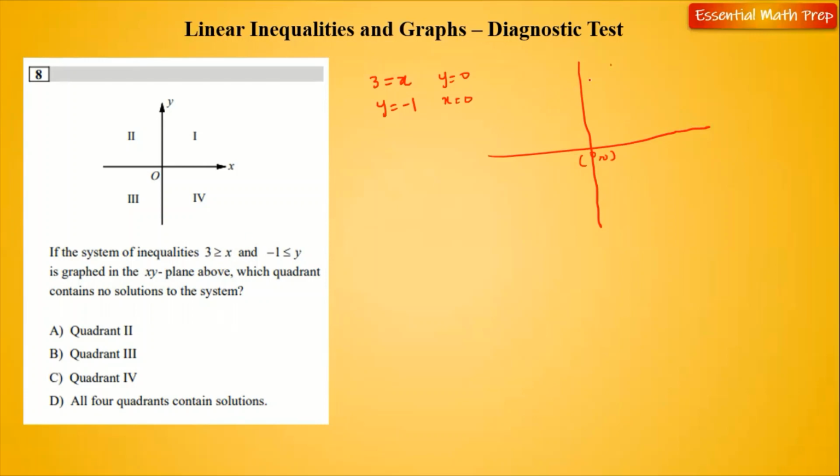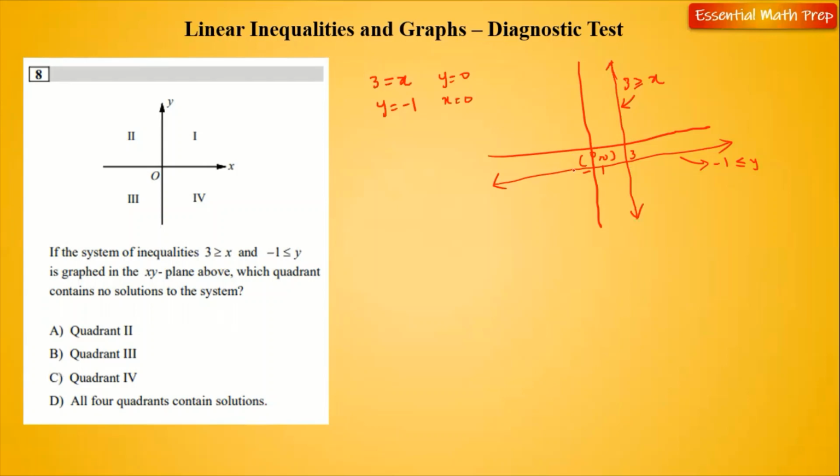Again, it's a greater than or equal to, so you have to draw a solid line. So if you assume this is 3, then x equals 3, y equals 0. This is a solid line. This is nothing but 3 greater than or equal to x. That's what this corresponds to. And then you have y equals negative 1. If you say this is negative 1, this is a less than or equal to, so again, that has to be a solid line as well. So this corresponds to negative 1 less than or equal to y, right?